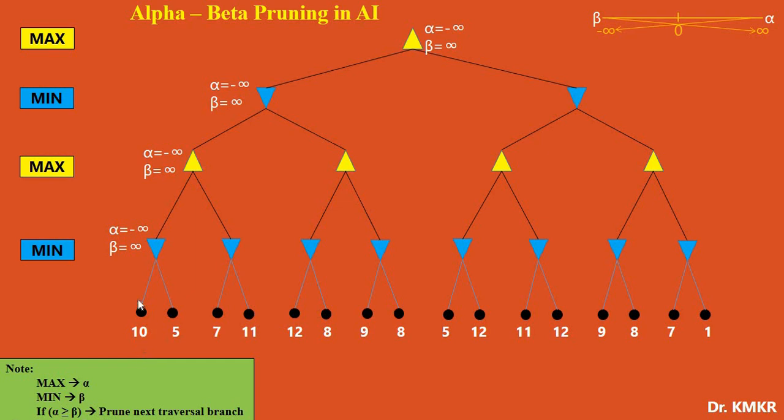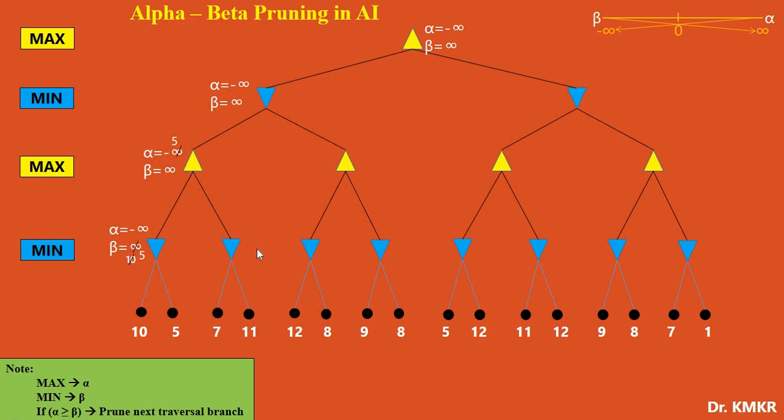And now 10 has to be compared with the infinity value of beta, because at the minimizer player level the infinity value can be updated. Among infinity and 10, 10 is the minimum, so update infinity with 10. Now compare 5 with this 10; obviously 5 is least, so update 10 with 5. Now we have to backtrack to the maximizer player level where the alpha value can be updated. The alpha value, minus infinity, has to be compared with the minimizer level's values, minus infinity and 5. Among these values, the highest will replace it. 5 is the highest value, so it replaces minus infinity; that is, alpha is 5.